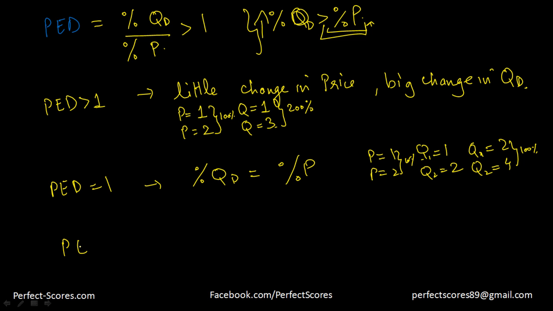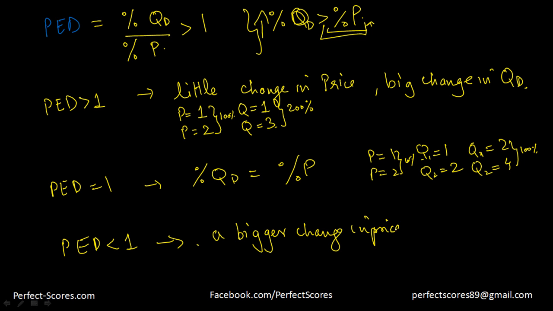Now, when is price elasticity of demand less than 1? That means when price elasticity is less than 1, a bigger change in price brings a small change in quantity demanded. Suppose you're understanding what I'm trying to do here. This is pretty easy now: a bigger change in price will bring about a smaller change in your quantity demanded, right?